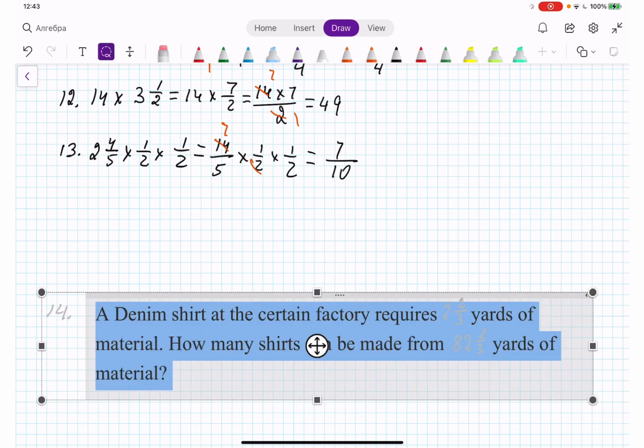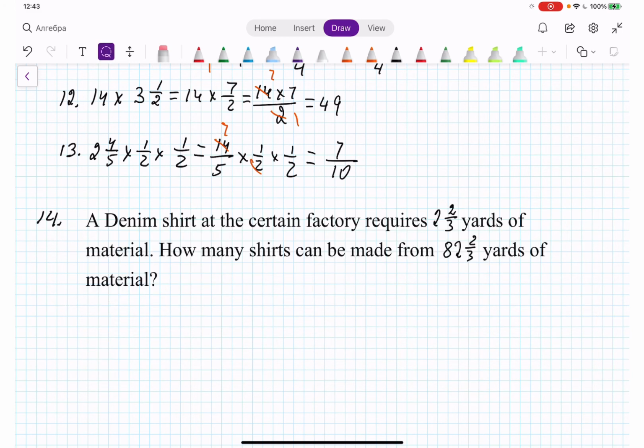Next question, number 14, I have prepared already here. Let me move it up. Okay. A denim shirt at a certain factory requires 2 2/3 yards of material. How many shirts can be made from 82 2/3 yards of material? So if one shirt requires 2 2/3 yards of material, but we have 82 2/3 yards of material, how many shirts?